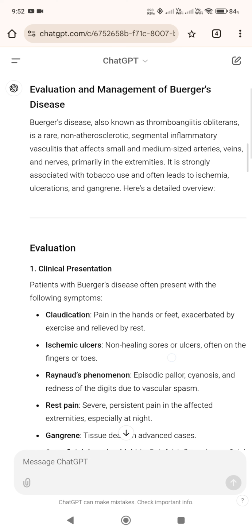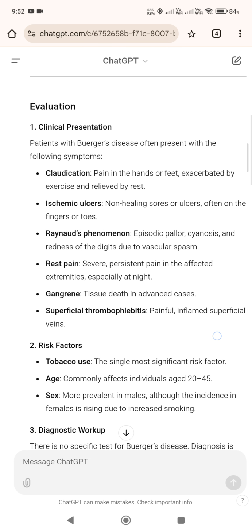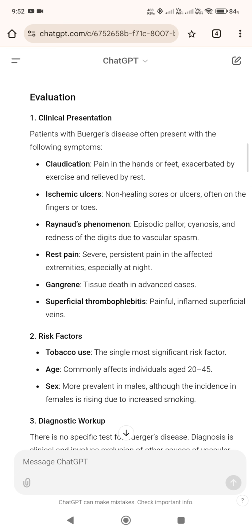1. Clinical presentation. Patients with Buerger's disease often present with the following symptoms: claudication, pain in the hands or feet, exacerbated by exercise and relieved by rest; ischemic ulcers, non-healing sores or ulcers, often on the fingers or toes; Raynaud's phenomenon, episodic pallor, cyanosis, and redness of the digits due to vascular spasm; rest pain, severe, persistent pain in the affected extremities, especially at night; gangrene, tissue death in advanced cases; superficial thrombophlebitis, painful, inflamed superficial veins.